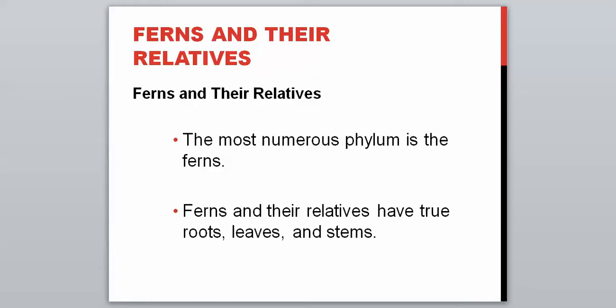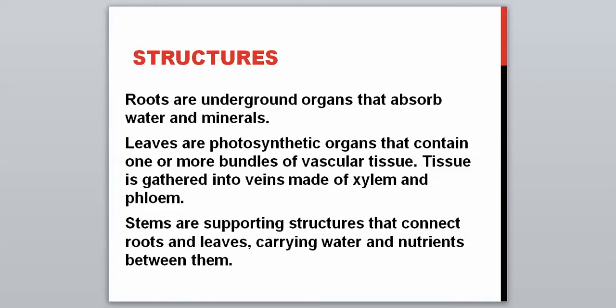We said that the mosses had stem-like structures, leaf-like structures. They had rhizoids. We could not say that they actually had roots, leaves, and stems because they did not have vascular tissue. And finally now we have a plant, the ferns, with vascular tissue, so we can finally say that they have roots, leaves, and stems. And a quick definition of each one of these: roots are the underground organs that absorb water and minerals. You guys all have seen those before.